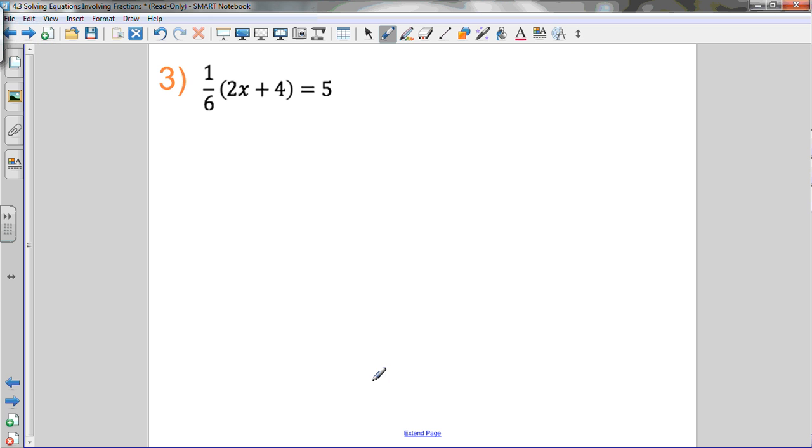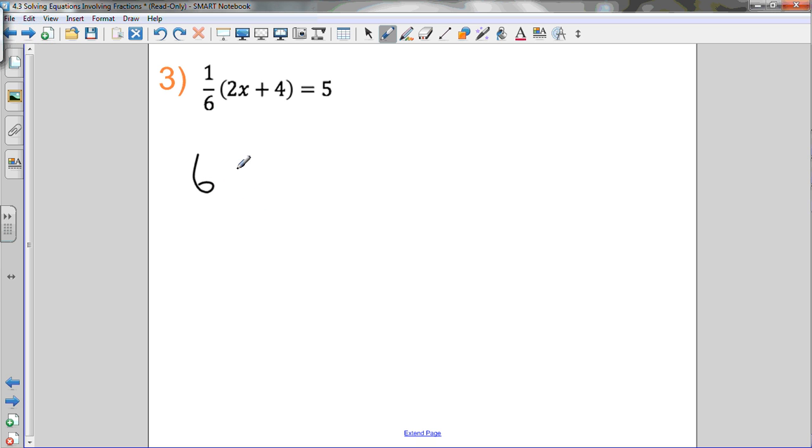Number 3. So once again, you've got a question here that involves a fraction. Do not distribute the fraction to get rid of the brackets. It'll make the question more complicated. Okay. First thing we want to do, let's try and get rid of this fraction right off the bat by multiplying both sides of the equation by the denominator of the fraction.